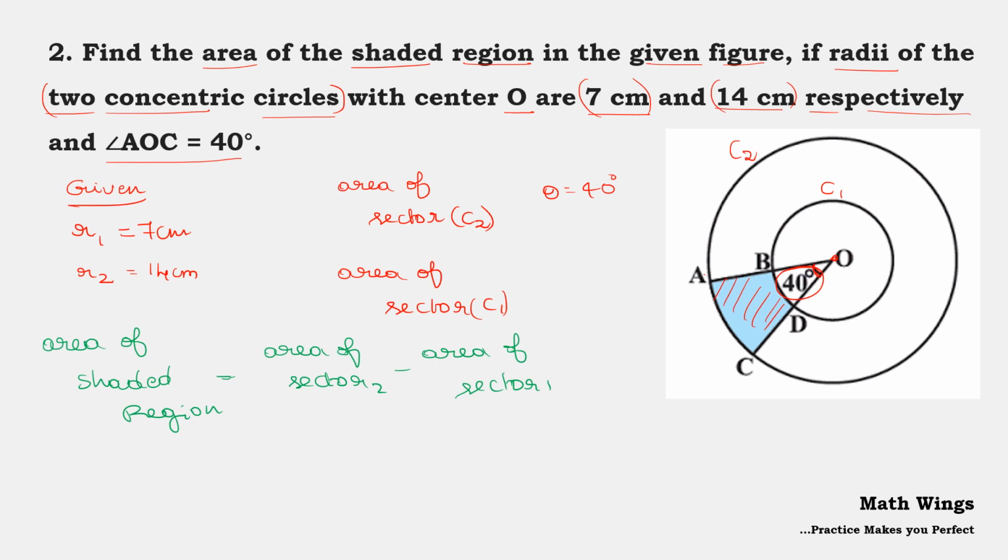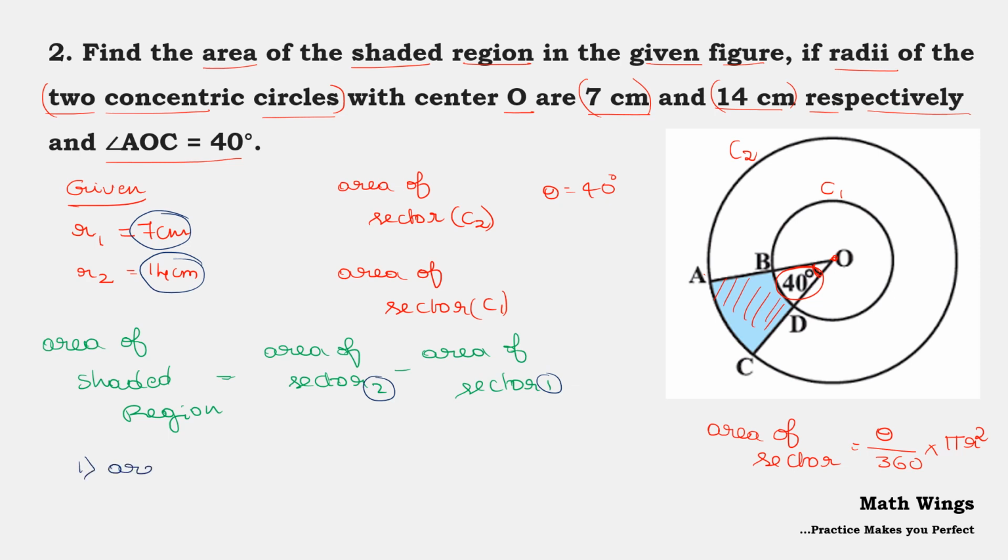Now, how can you find the area of the sector? What formula are you going to use? If you remember, you had learnt area of sector is equal to theta by 360 into pi r square. Correct? Now, we can use the same formula to find the area of sector 2 as well as sector 1, with the difference of r as 7 cm for sector 1 and r equal to 14 cm for sector 2. Now, let us find one by one.